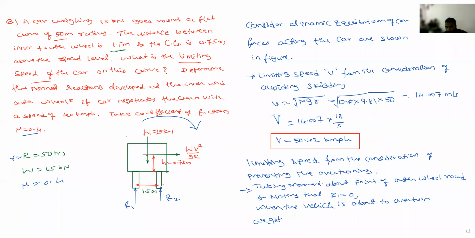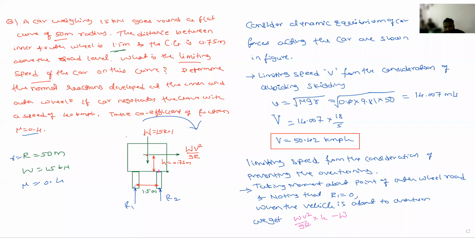So about this point, take the moment. What are the forces acting? This centrifugal force is acting from the ground. What is the height? H. Is it clockwise or anti-clockwise? Clockwise. So we will get, what is the formula? W V square divided by G R. This is the force over here. What is the distance? Into H. Next, this weight is acting about this outer wheel. Is this weight clockwise or anti-clockwise? Anti-clockwise. Minus.